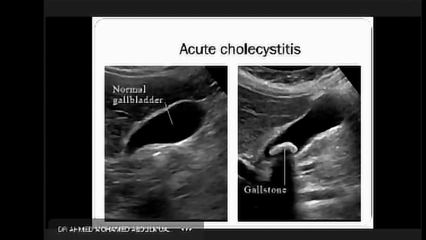It can easily be seen on ultrasound, and there is no complication from ultrasound, no side effect, and no radiation to the patients. That's why ultrasound is the best modality to start with for gallstones.